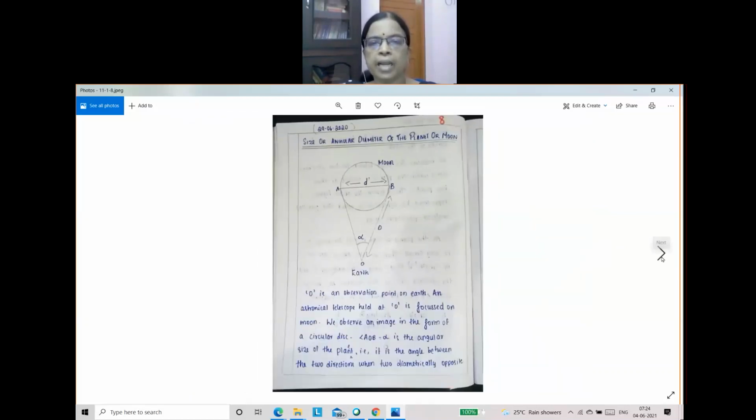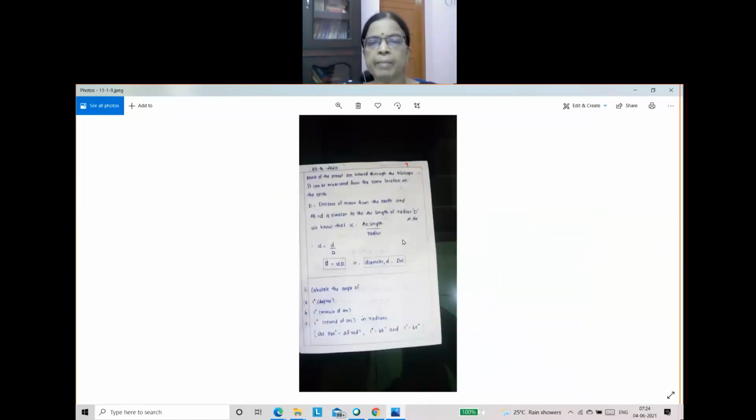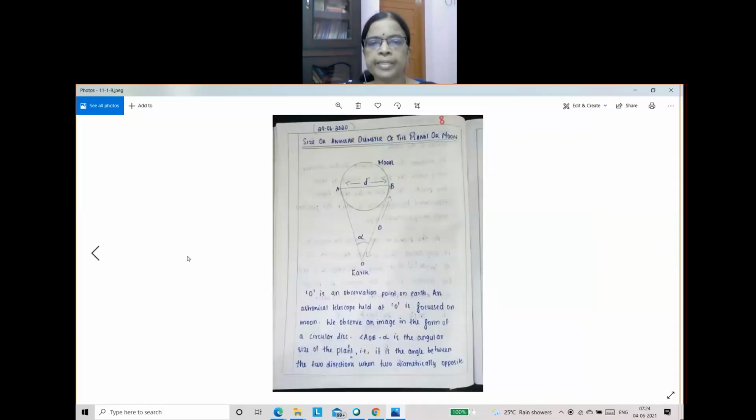But if that question comes, first what you have to do? Draw the figure, mark angle alpha, mark small d as the diameter, and mark capital D as the distance of the point O from Earth to that planet. Capital D is the distance from Earth to that planet or moon. So all these things you have to mark.